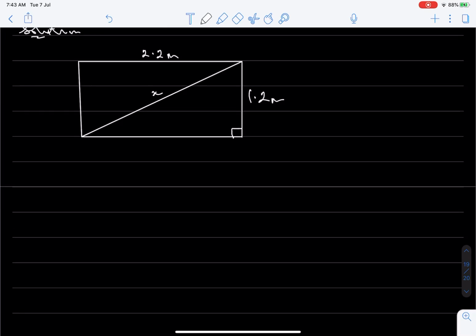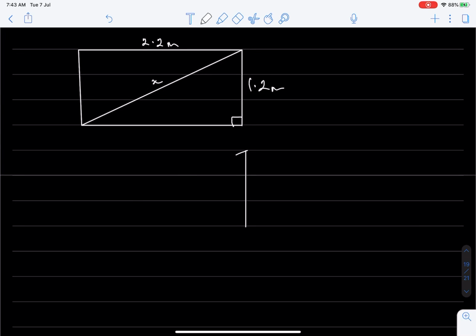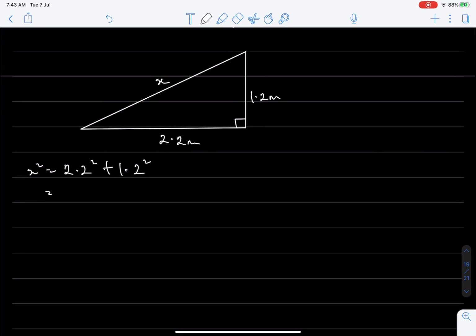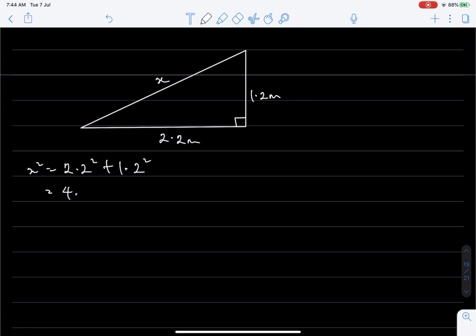So we can bring out one of the right angle triangles, which is this. This is the longest length which can be drawn on it. This will also be 2.2 meters, and this remains 1.2 meters. This is a right angle, and that means x squared, which is the hypotenuse of a right angle triangle, is 2.2 squared plus 1.2 squared. Yes, x is the hypotenuse. 1.2 and 2.2 are the other two sides of the triangle. So that's going to be 4.84 plus 1.2 squared, which is 1.44.